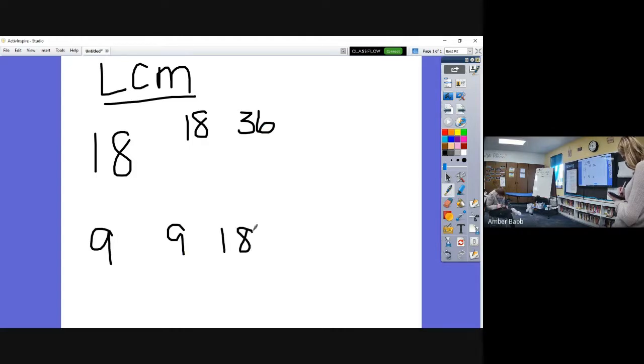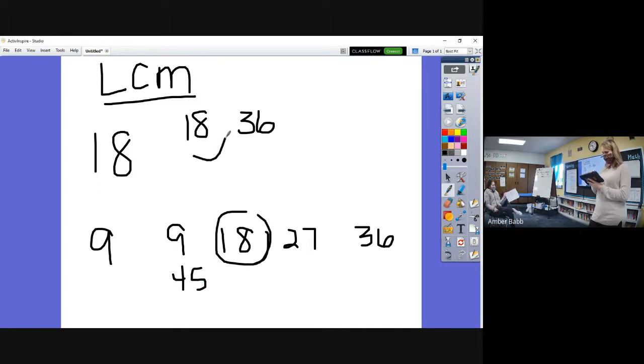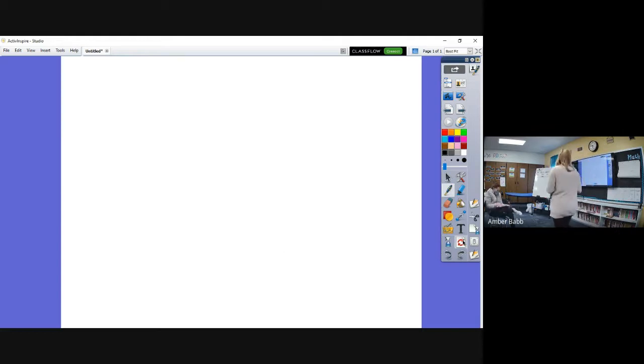9, 18, 27, 36. 36 is the highest. You can say 45. 18 is the lowest. I'm looking for the least common multiple, so that means the smallest. The smallest that they both have is 18. Okay?